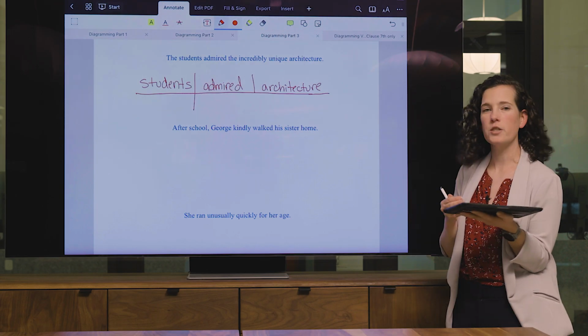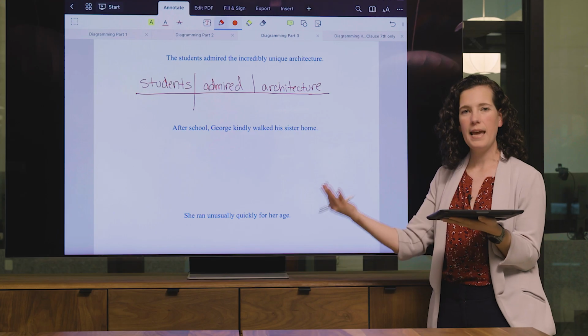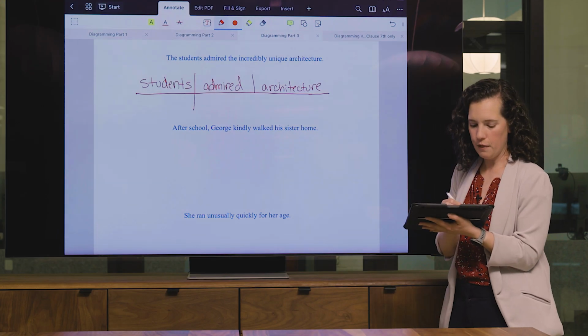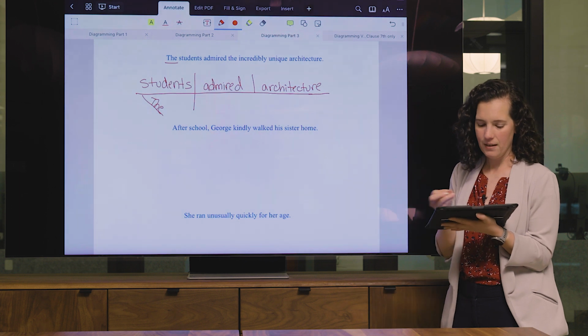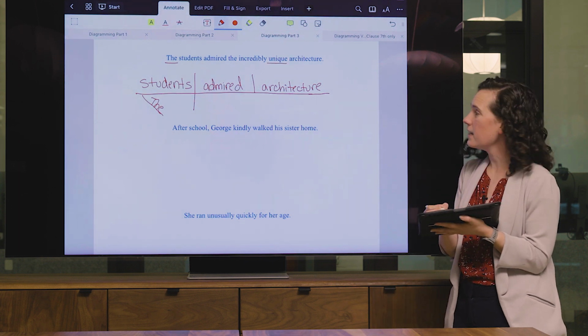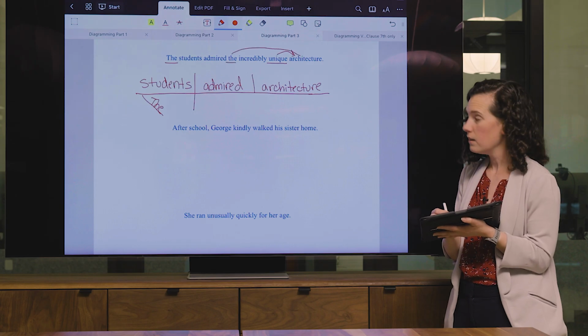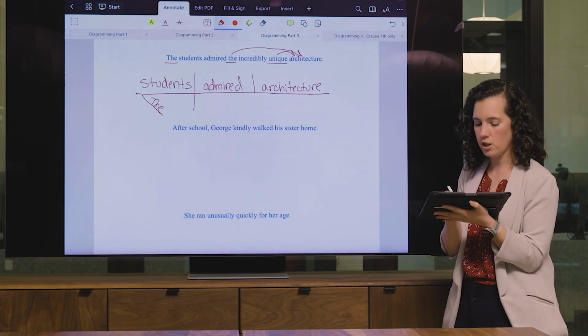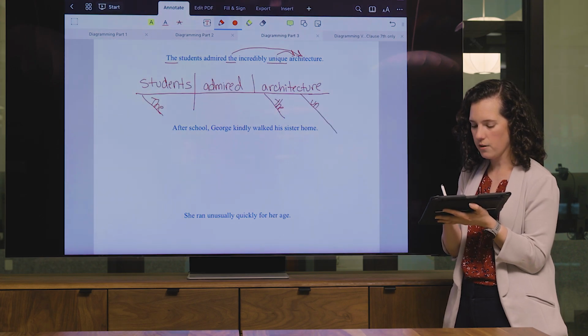And there's the core elements of our sentence. Now we have all those descriptive words, both adjectives and adverbs. The is an adjective. We've been doing those for a long time. Here we have unique, which is also an adjective describing architecture, and the is an adjective describing architecture. So we have the on one line and unique on another line.